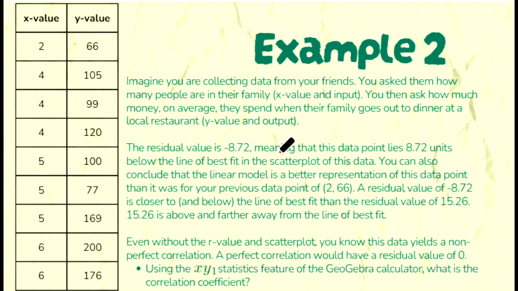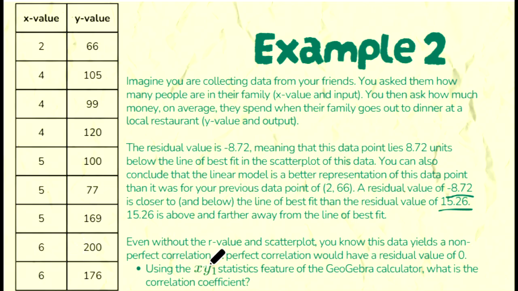This means that the second one is closer to the line of best fit than the first one was, because even though this one is negative 8.72, it's closer than the one that's 15.26. That's what they want you to get out of this. Don't stress about this, okay? Even without the R value in the scatter plot, you know this data yields a non-perfect correlation. A perfect correlation would have a residual value of 0, because they would all be on the line.